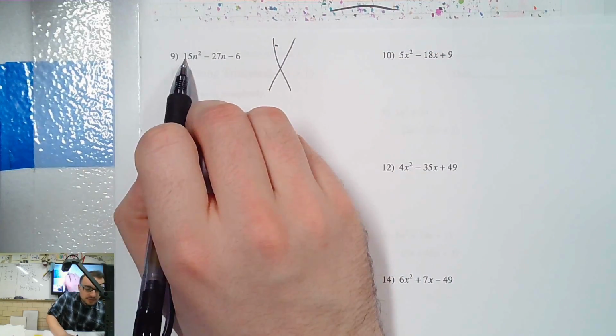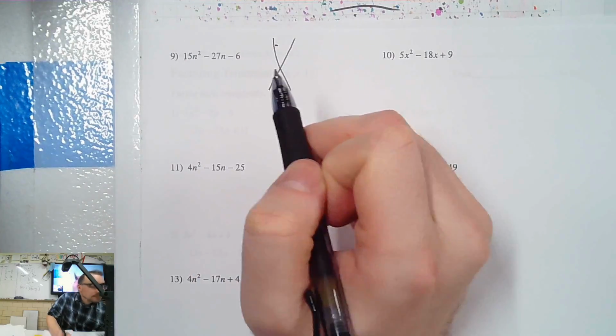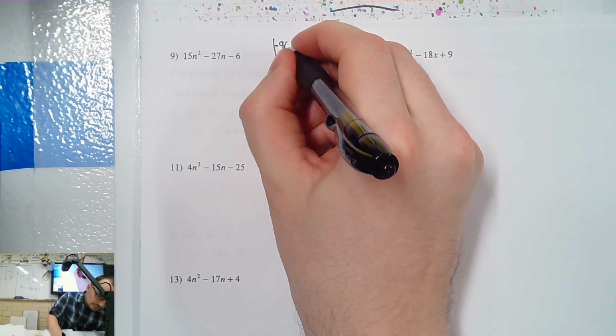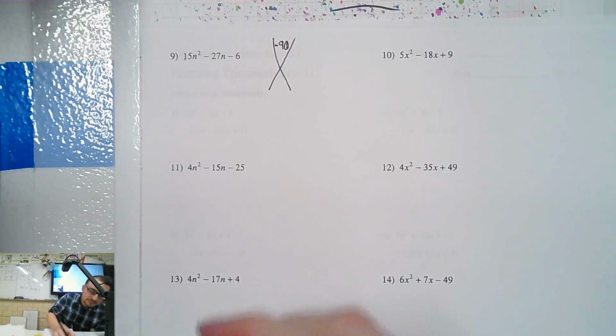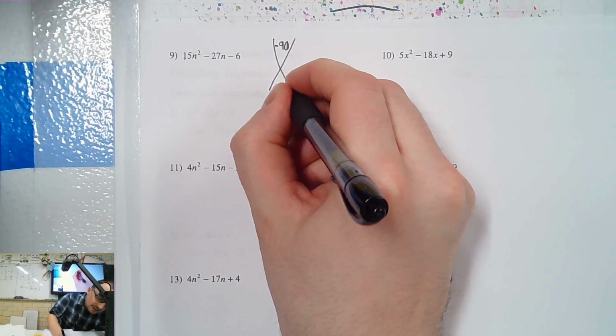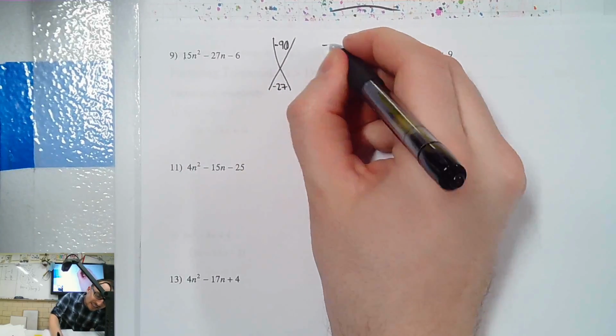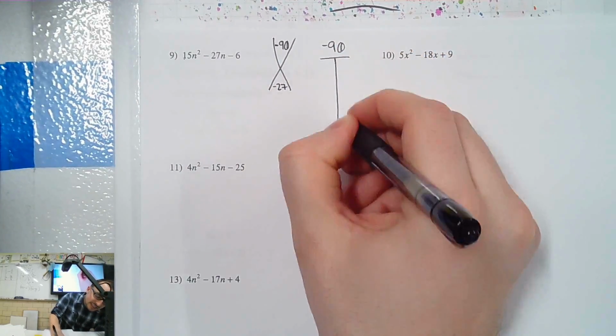60? Well, no, no, it's 60 and 30, right? 90. 6 times 10, 60, 6 times 5, 30. Add them together, right? All right, factors of negative 90 that add to negative 27.